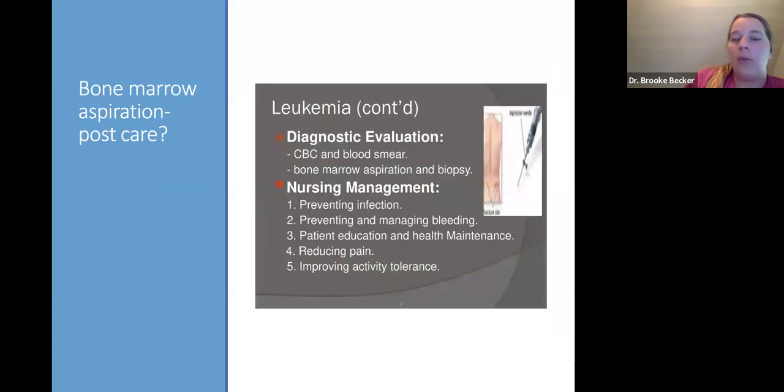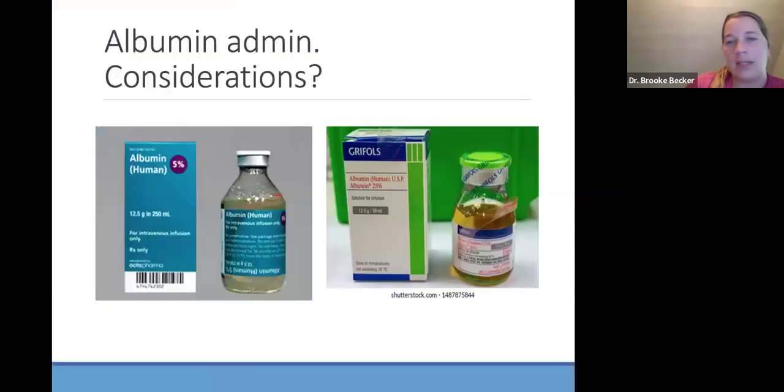Okay. Bone marrow aspiration. After they've had a bone marrow aspiration, what are you going to do nursing management wise? You're going to watch for bleeding after a bone marrow aspiration, watch for infection. You're going to educate them on what they may need to monitor for, okay? And reducing the pain as much as you can, and then activity as tolerated, okay? Bone marrow aspiration and biopsy is a part of leukemia workup, and it's actually a part of most malignant workups, along with CBC and smears.